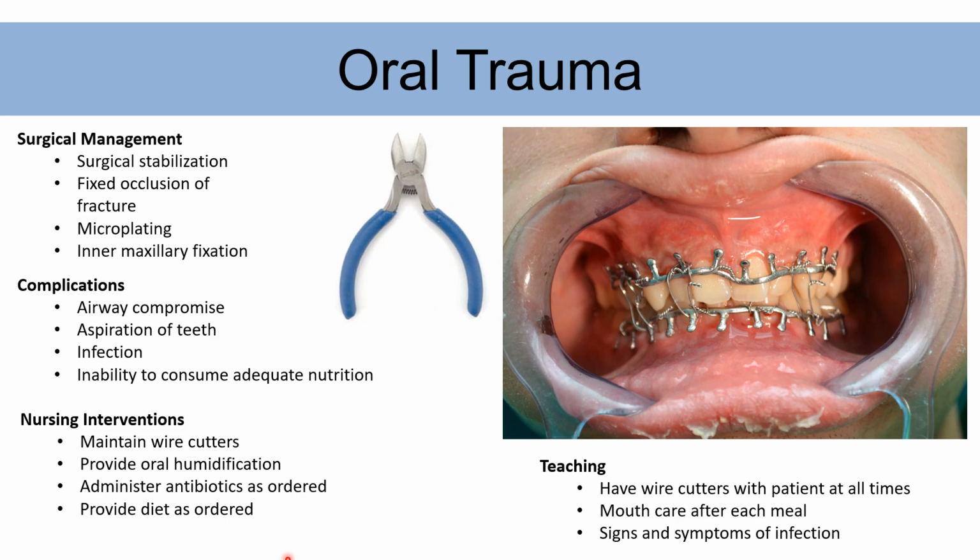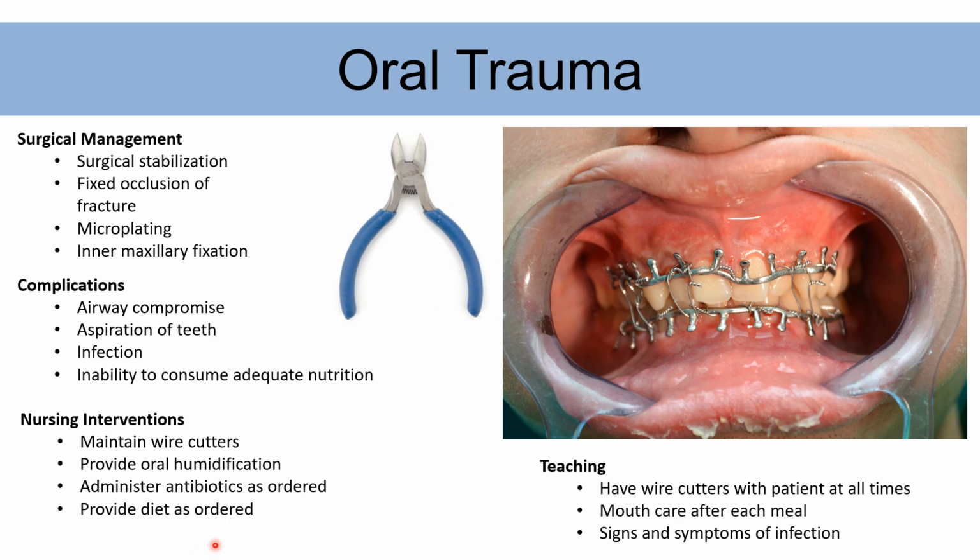And this is because what if something happens and the patient needs to be intubated? We can't intubate if the mouth is wired shut. So you would just grab the wire cutters and literally just cut that open. Okay, really important. Okay, so back to complications, ABCs, aspiration, infection, and nutrition issues.